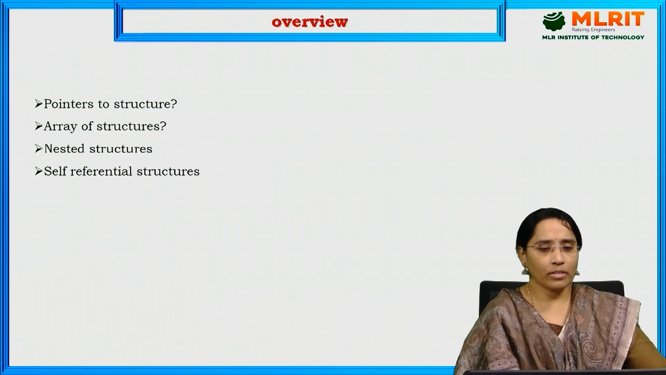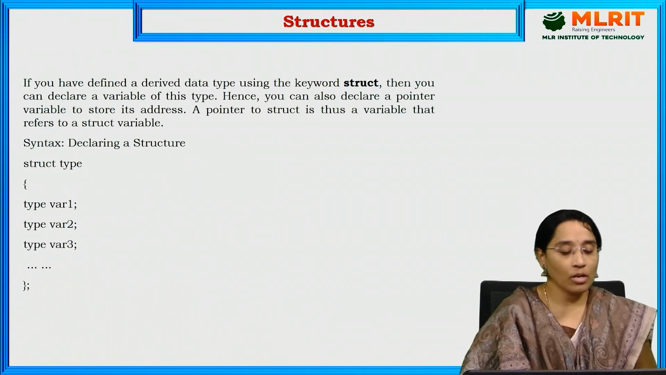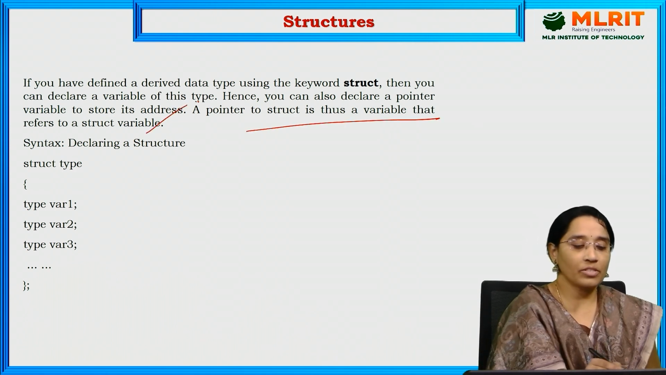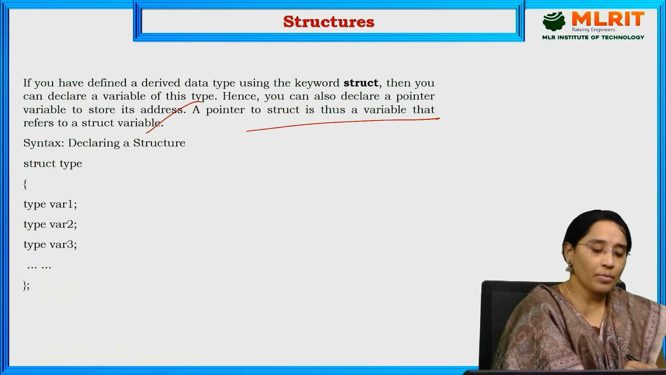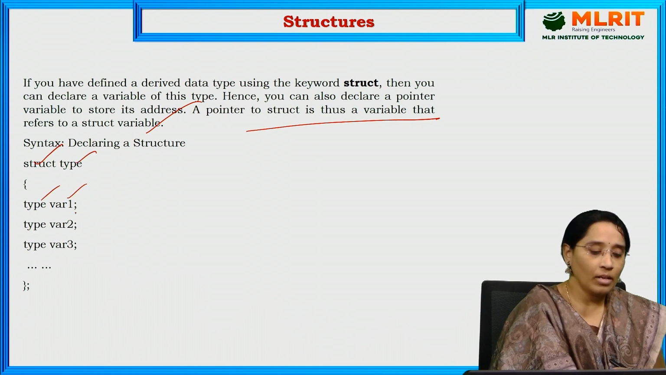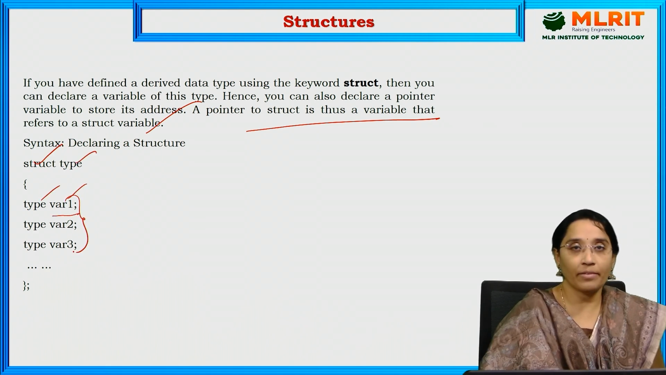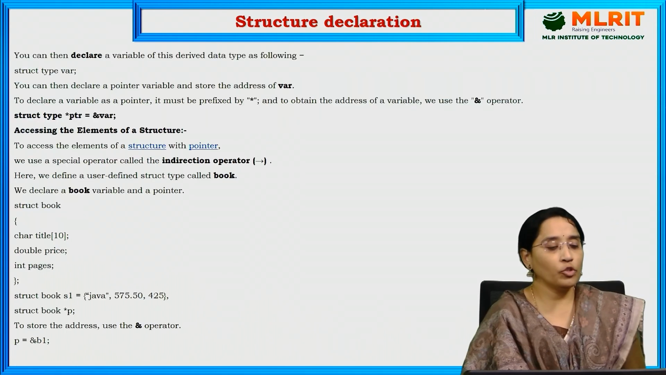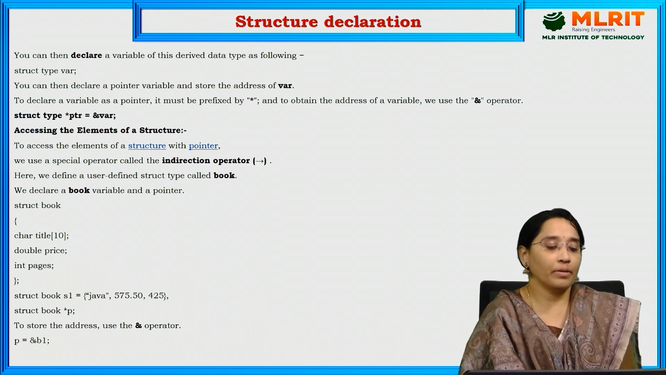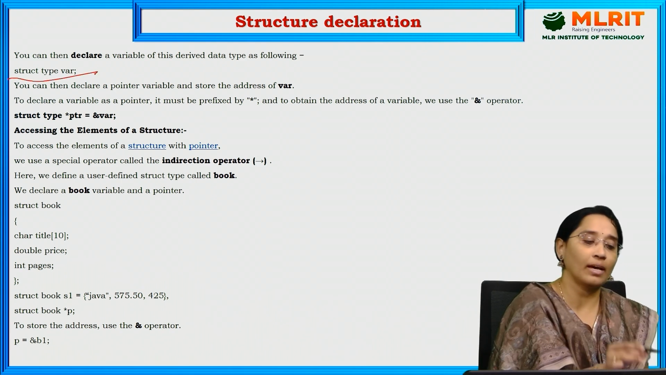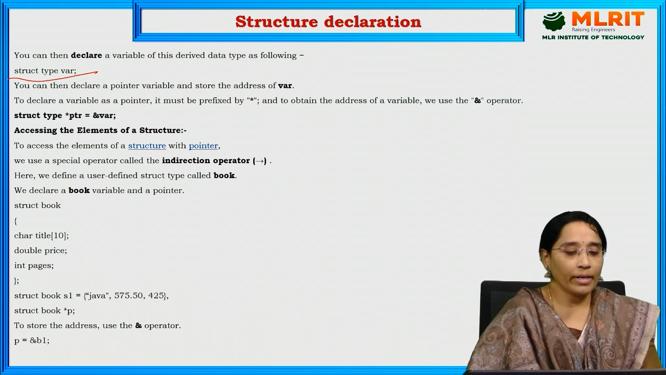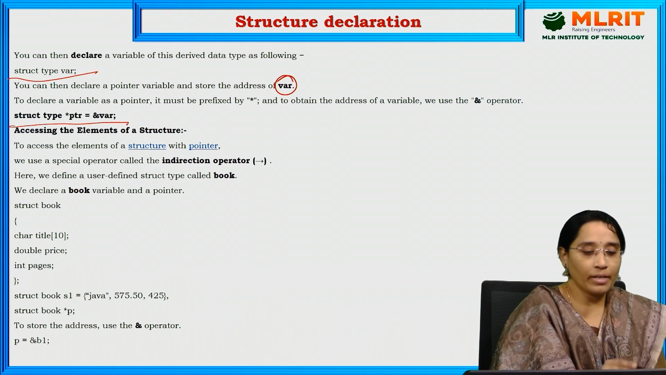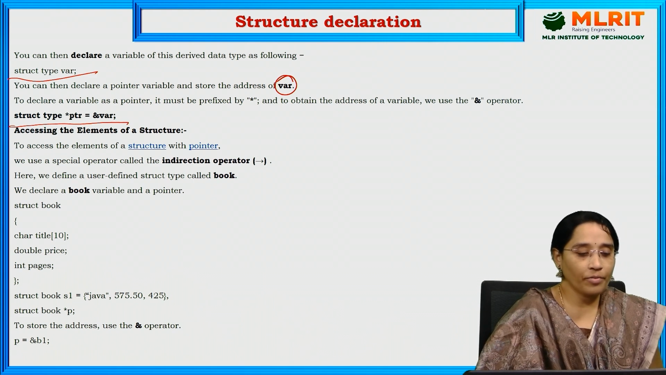Next we will see pointers to structures. So what is a pointer to structure? First we will declare a structure. A pointer to struct is a variable that refers to the structure variable. In the same way, we will declare a structure by using struct type, with members var1, var2 and var3. This type refers to the data type. You can then declare a variable of this derived type. Then you can declare a pointer variable and store the address of the variable: struct type pointer ptr equals address of variable.